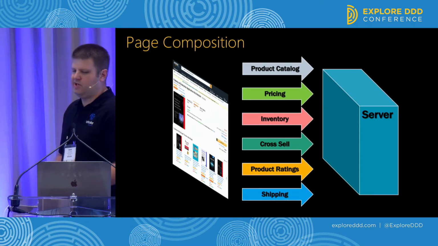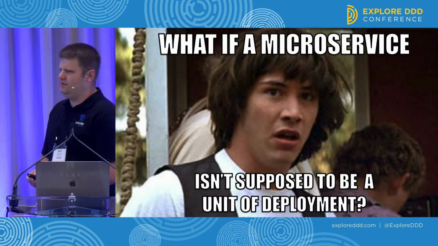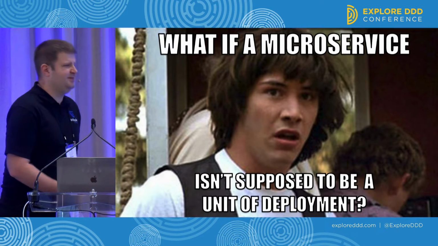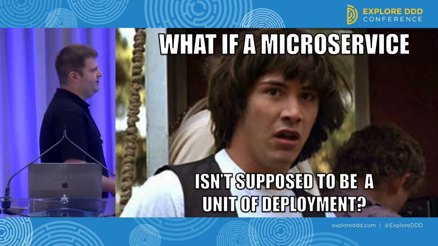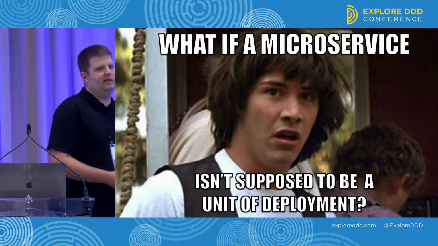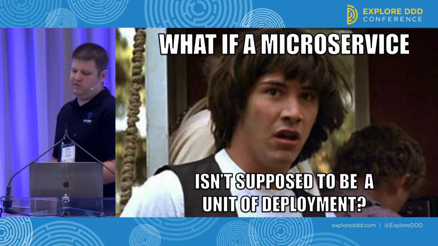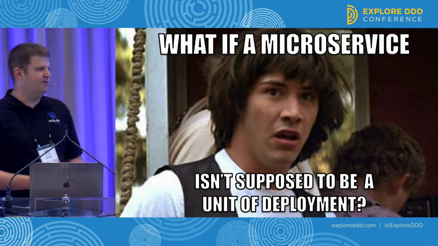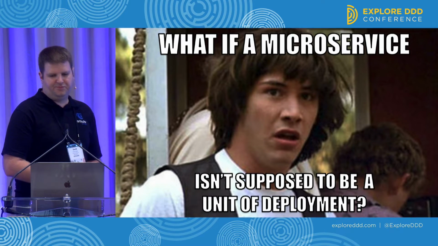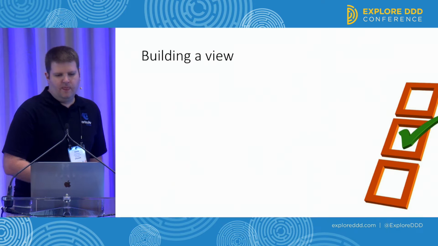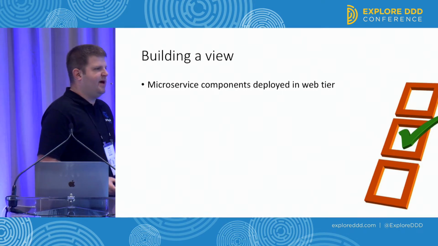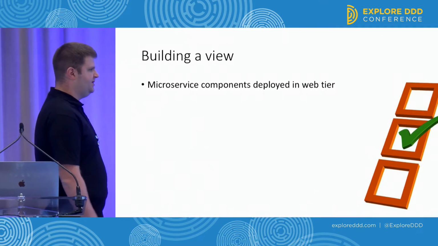And so I need to challenge another commonly held tenet of microservices, I guess, that a microservice is a unit of deployment. What if it doesn't have to be? What if a service is not a unit of deployment, but a logical grouping of data and business rules, all the way from the top of the UI to the bottom in the database? So if we keep that in mind, when we're building a view, we can have microservice components deployed in the web tier.